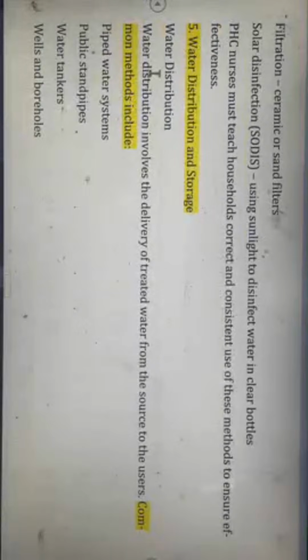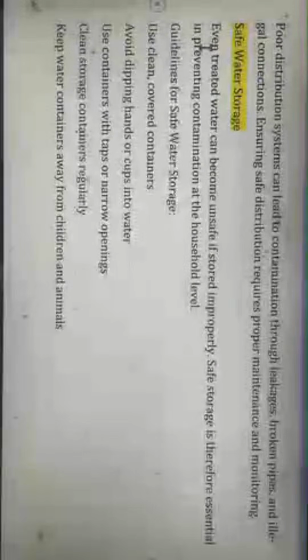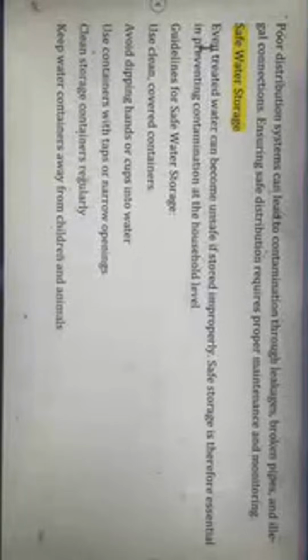So common methods of water distribution, we have what? Piped water system, public stand pipes, water tankers, use of water tankers, wells and boreholes. So poor distribution system can lead to contamination through leakages, broken pipes, illegal connections. Even treated water can become unsafe if not stored properly. When there is improper storage, water becomes unsafe.